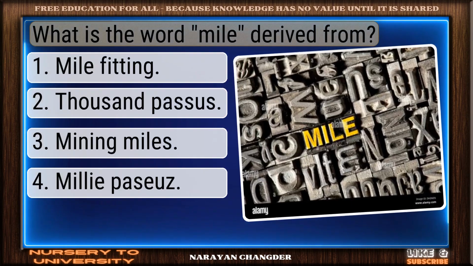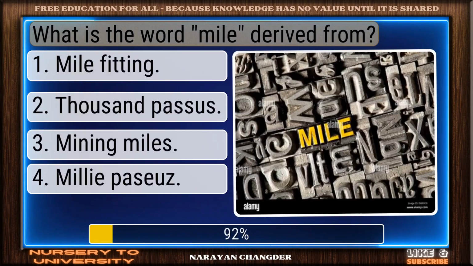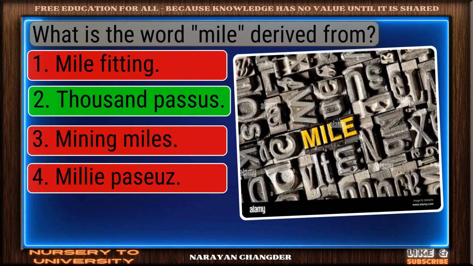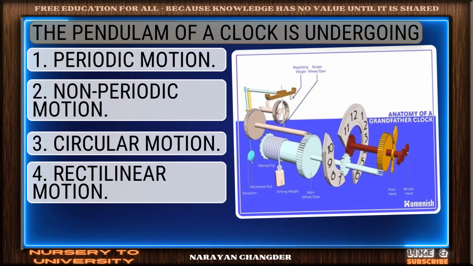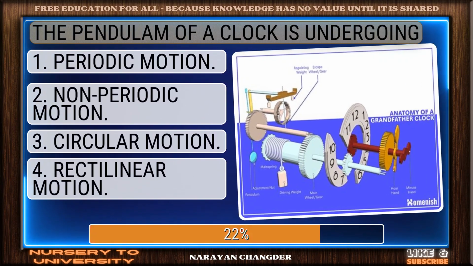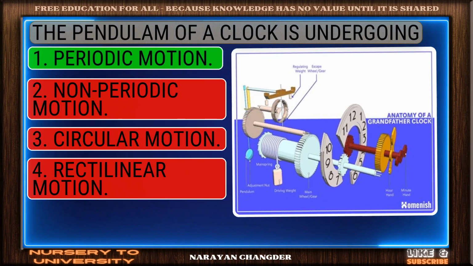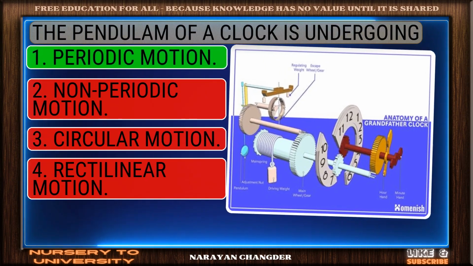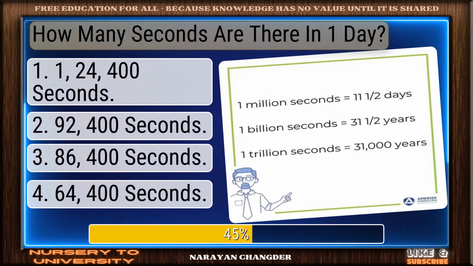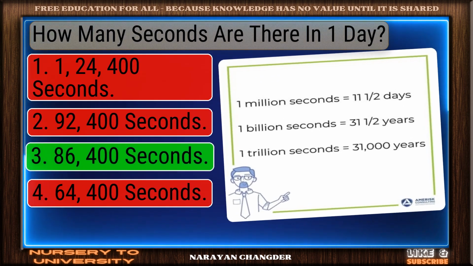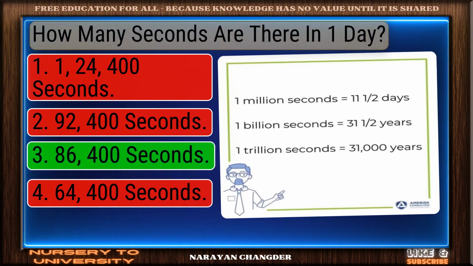What is the word mile derived from? Great thinking. 1000 paces is the right choice. The pendulum of a clock is undergoing. Excellent. Periodic motion is a brilliant choice. How many seconds are there in one day? Well done. 86400 seconds is the right choice.